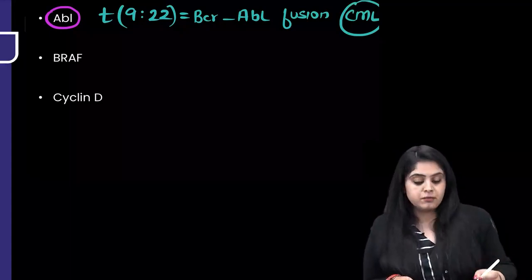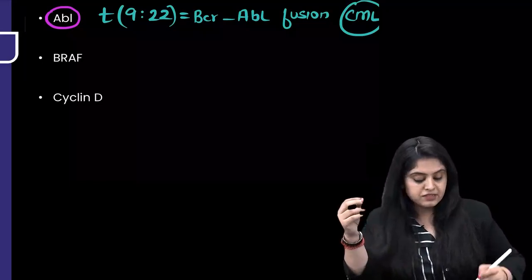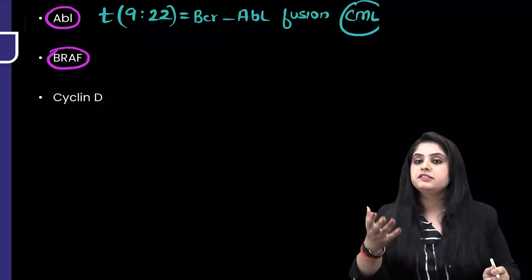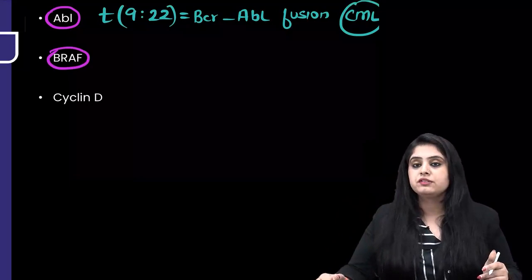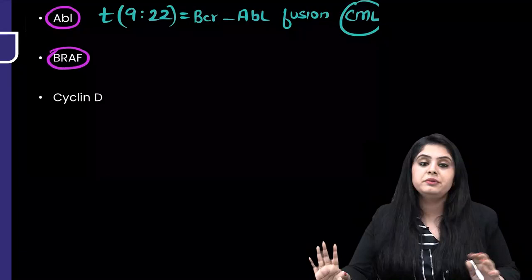So if they ask you what is it about ABL, you should know ABL is to do with BCR-ABL. Next, what do you have with BRAF? BRAF is, I always say, for NEET PG students or FMG students or INI, basically medical entrance exam students, whichever exam it is.